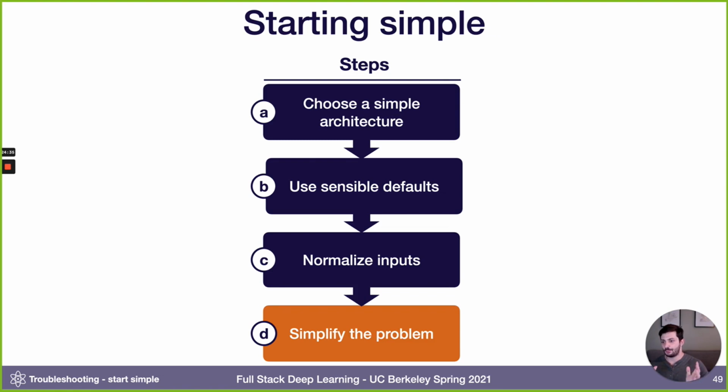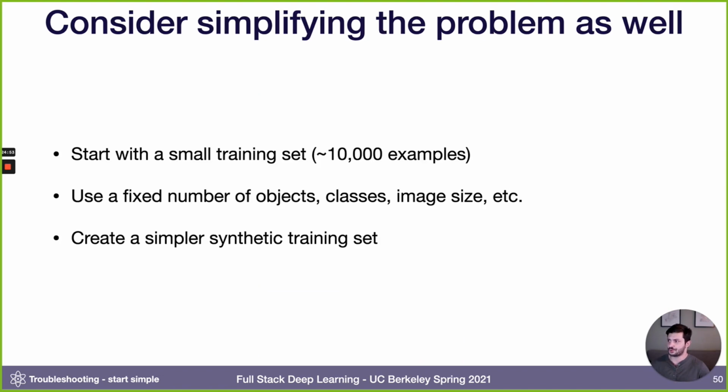All right, so we've picked simple defaults for our problem, but one other thing that's really worth considering when you're starting out on a new problem is trying to simplify the problem itself and then gradually adding back the complexity that you need in order to solve the problem that you really want to solve. A couple of examples of ways that you could do that: you can start with a much smaller training set, for example.